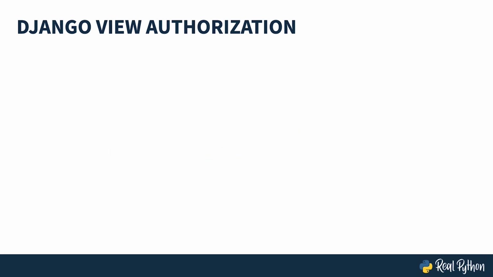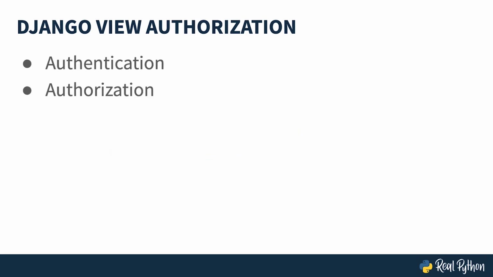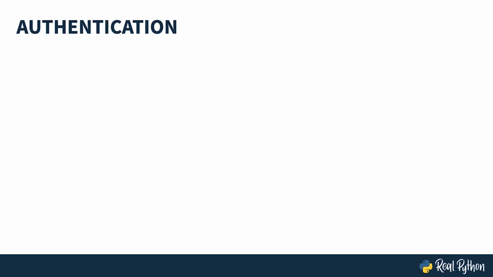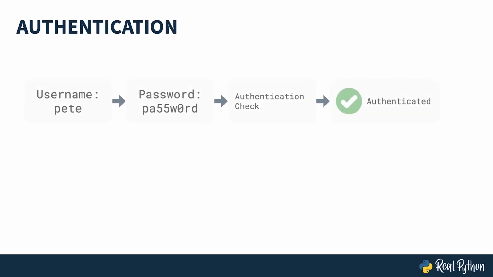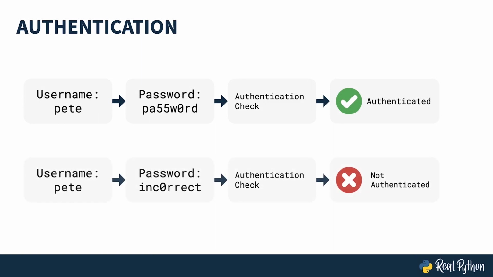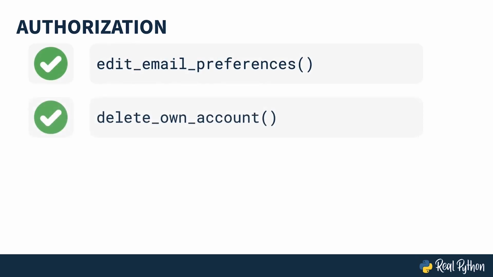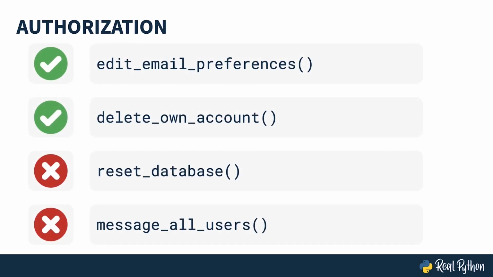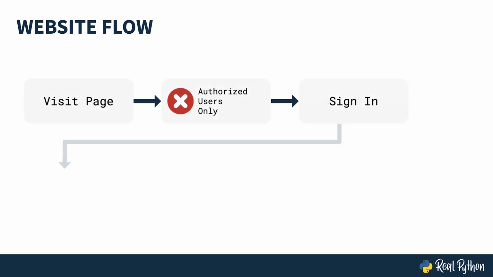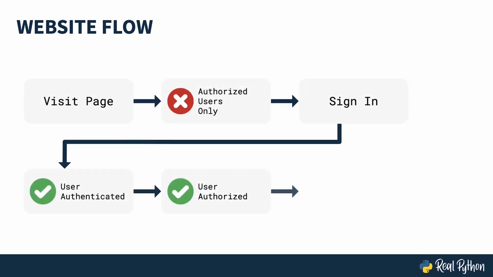Allowing users to log into your website solves two problems: authentication and authorization. Authentication is the act of verifying a user's identity, confirming that they are who they say they are. Authorization is deciding whether a user is allowed to perform an action. The two concepts go hand in hand. If a page on your website is restricted to logged-in users, then users have to authenticate before they can be authorized to view the page.